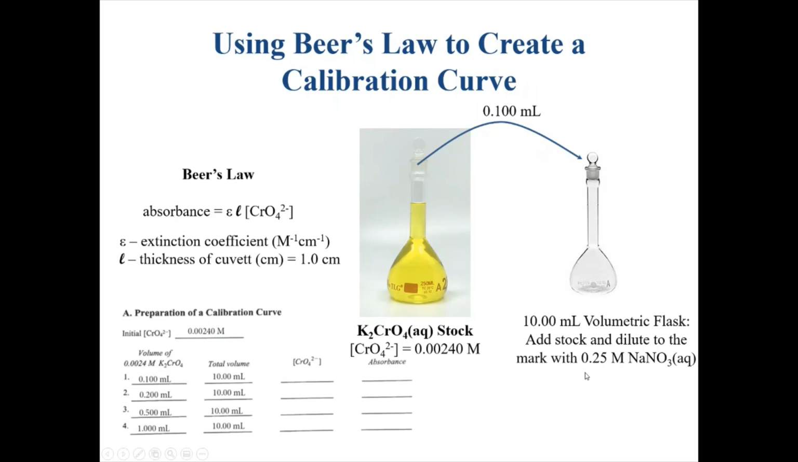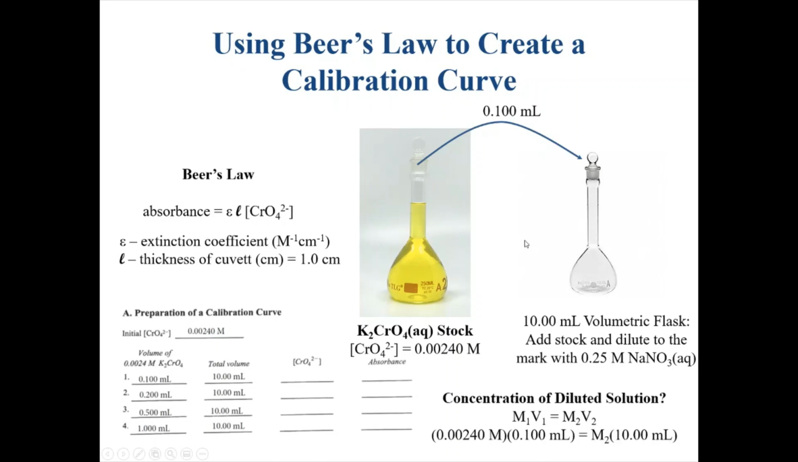Every single one is going to have the same concentration of NaNO3 in them. So that's important to keep in mind, and that will allow the spectrum of this to remain constant, meaning the peak in the UV-vis spectrum will stay constant. Essentially, we're going to take a bunch of different volumes, dilute them to the same amount, and then we can get a whole bunch of new concentrations.